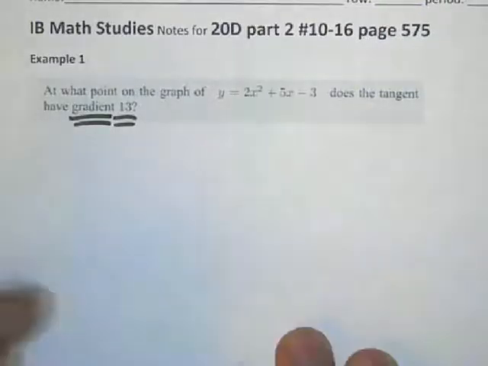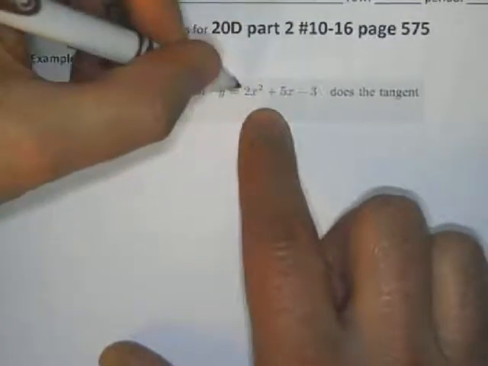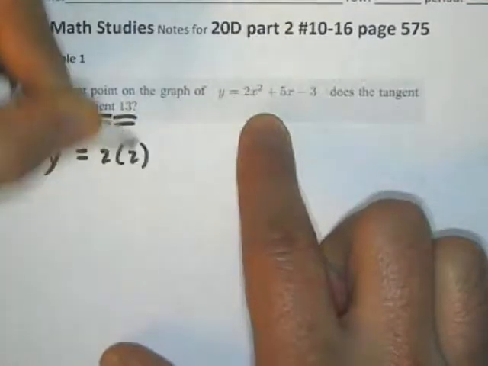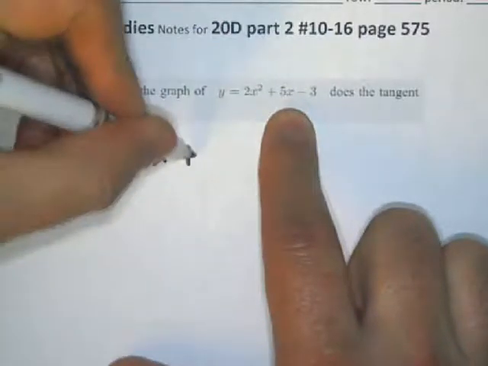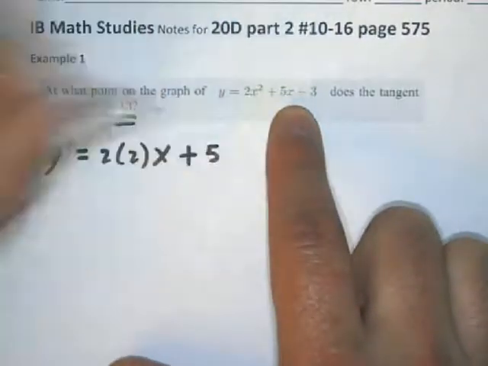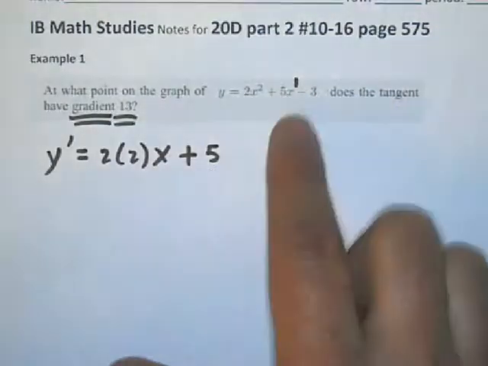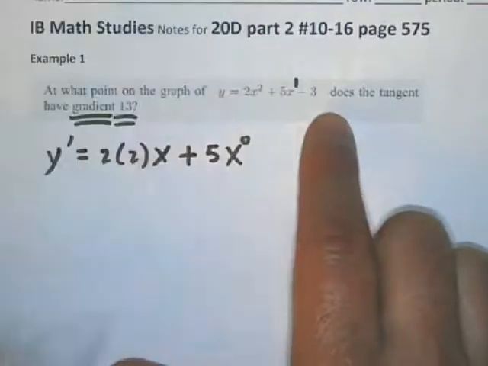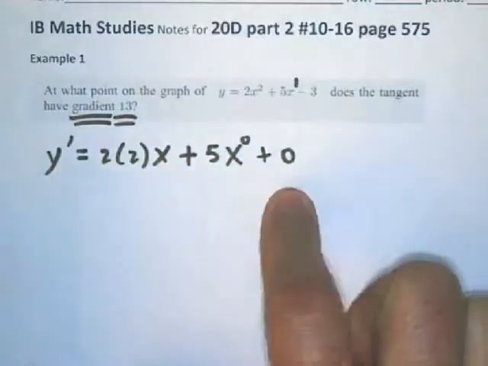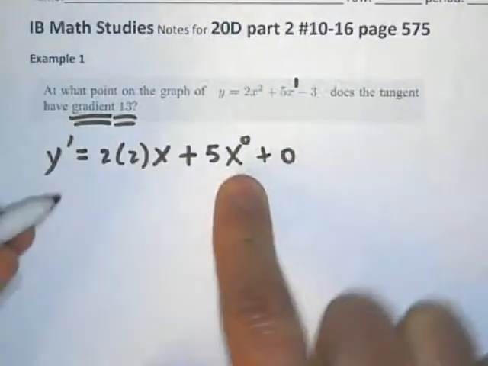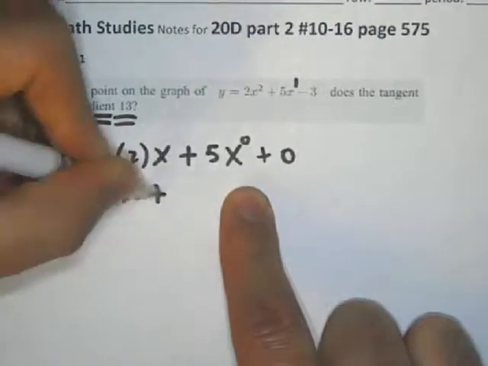So first of all, let's take the derivative. Y prime: this power comes to the front, so we have 2 times 2. That power decreases by 1, we end up with x. Then 5, there's no power, that's a power of 1, right? So 1 comes to the front, gets multiplied by 5, and now I have x to the 0. And the derivative of -3 is just 0. Anything to the 0 power is 1, so my derivative function is 4x plus 5.